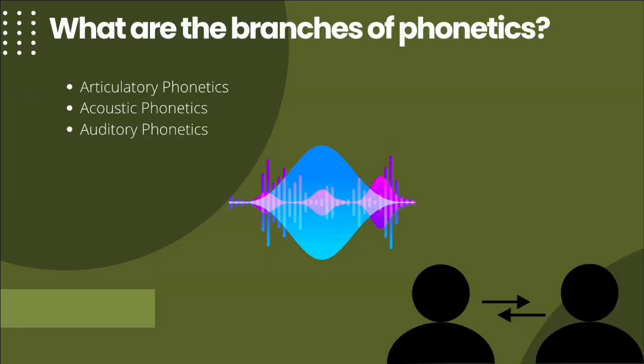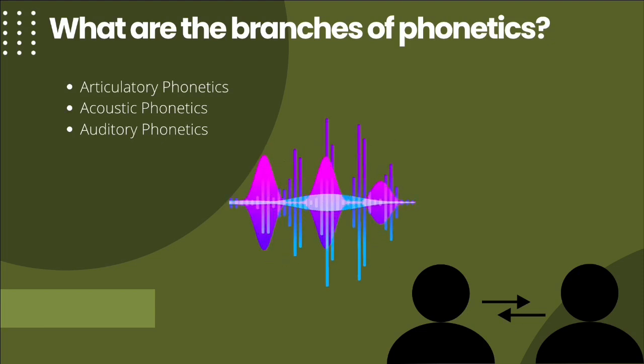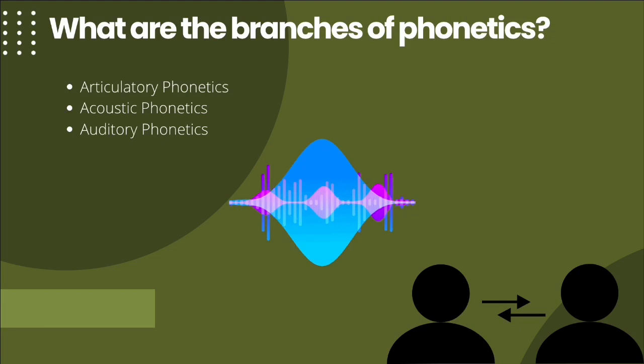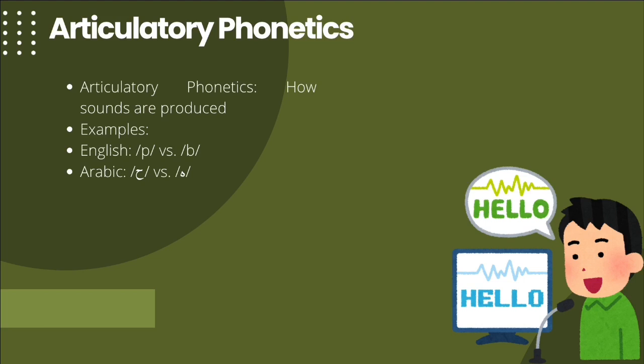Alright, so let's move on to the branches of phonetics. We have three main branches. We have articulatory phonetics, acoustic phonetics, and finally auditory phonetics. We will examine each one of these briefly. Let's start with articulatory phonetics.